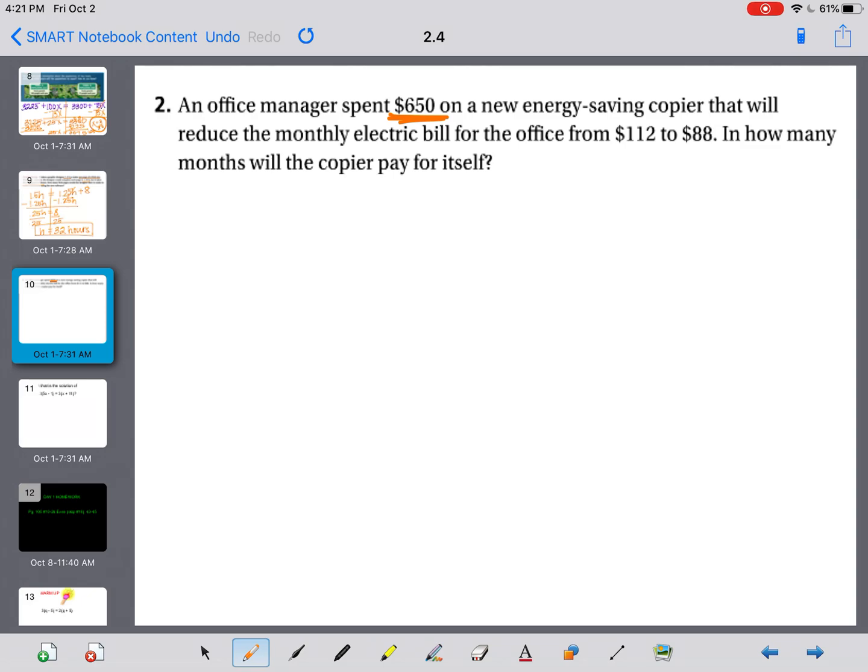An office manager spent $650 on a new energy-saving copier that will reduce the monthly electric bill for the office from $112 to $88. And how many months will the copier pay for itself? All right, so $650 was how much they spent. We want to know when our savings is going to be better than that.